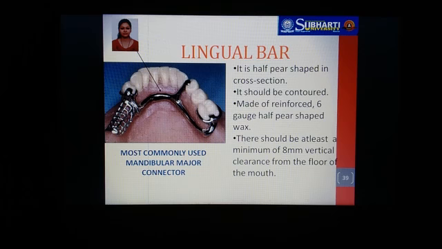There should be at least a minimum of 8 millimeters vertical clearance from the floor of the mouth. So how should it be 8 millimeters? Because 5 millimeters is going to be the width of this bar, and 3 millimeters should be the clearance from the gingival tissue. So a total of 8 millimeters clearance is required from the floor of the mouth if we are planning for this kind of connector.